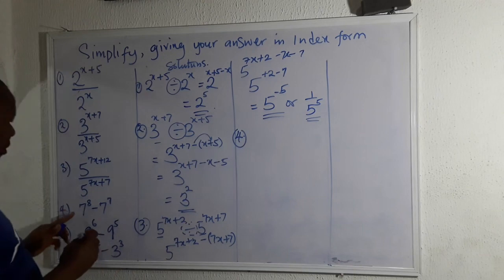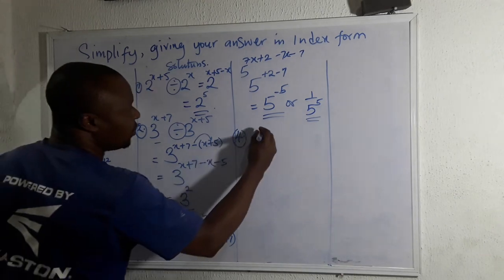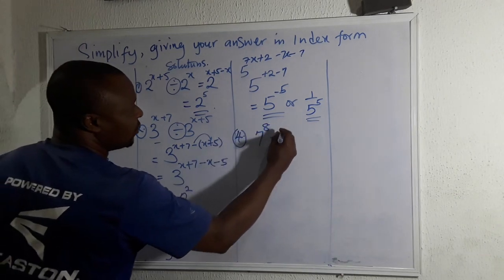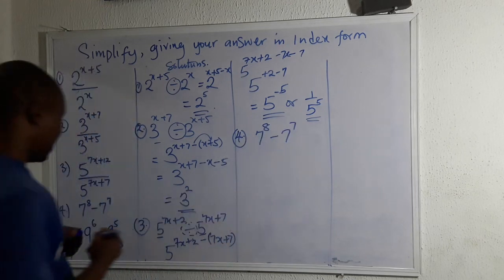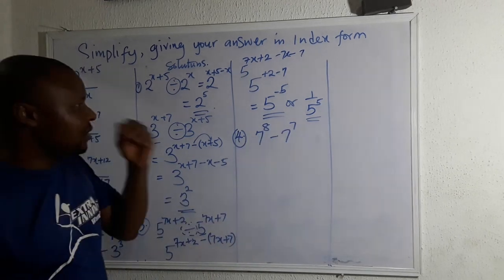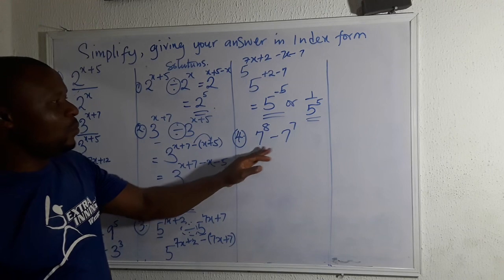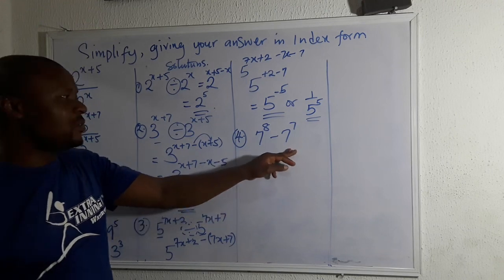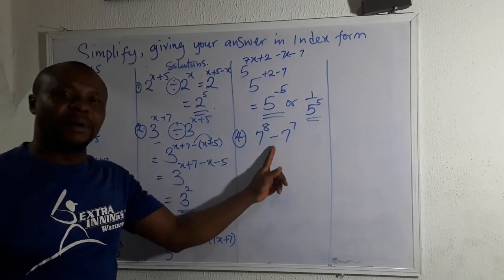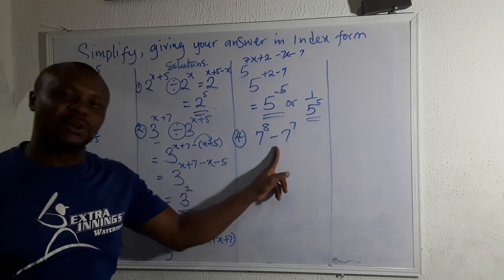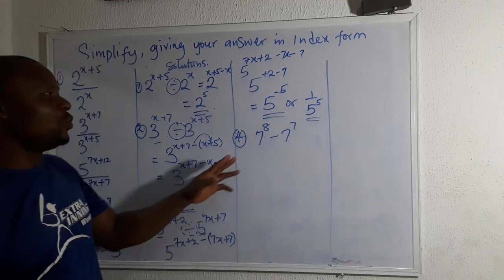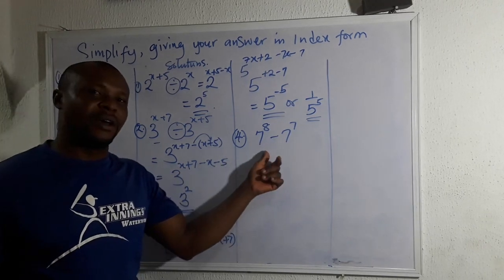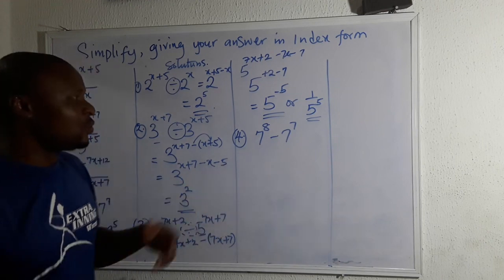So number 4 is 7 raised to power 8 minus 7 raised to power 7. Now again, we can see that the two bases are the same, but they are not separated by either multiplication or division sign. So we are going to do a little bit of a tweak here. So look at what we're going to do.